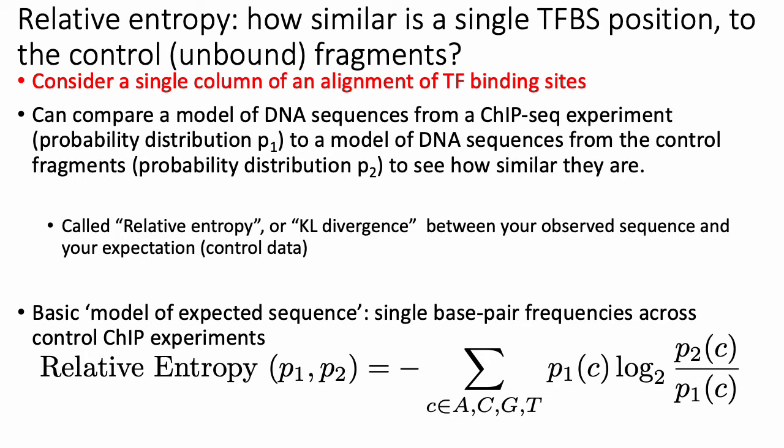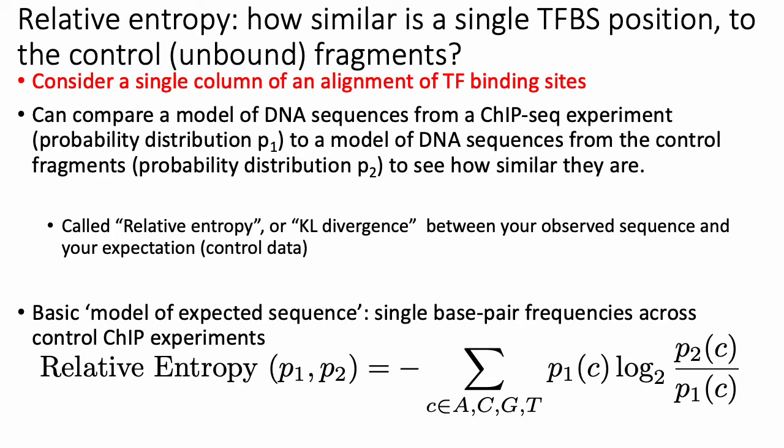And so essentially, how informative is that position, or how important is the base that I see at that position, as measured by its difference to what your average column looks like in the control fragments. And keep in mind that for the purposes of these slides, when I talk about how often we see either an A, C, G, or T at a given position, we're really talking about just considering the set of bases that I see in a single column of an alignment of TF binding sites.